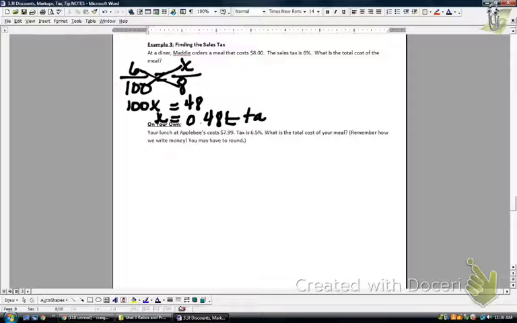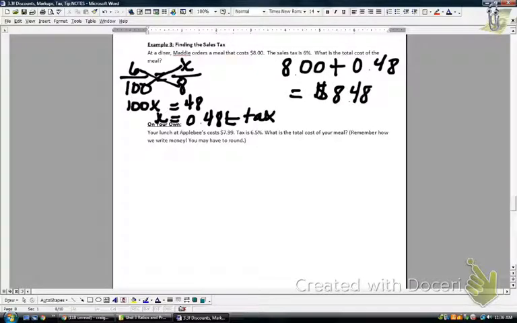So this right here is my tax. Then the total cost of the meal is going to be $8 plus 48 cents. So Maddie is going to pay $8.48 for her meal, including tax.